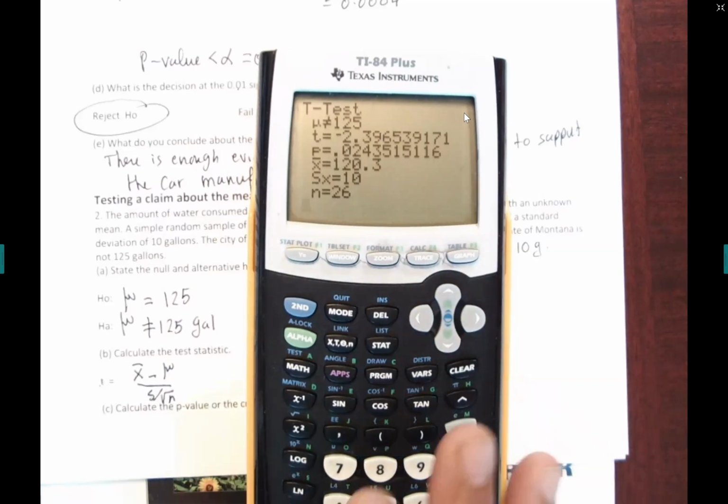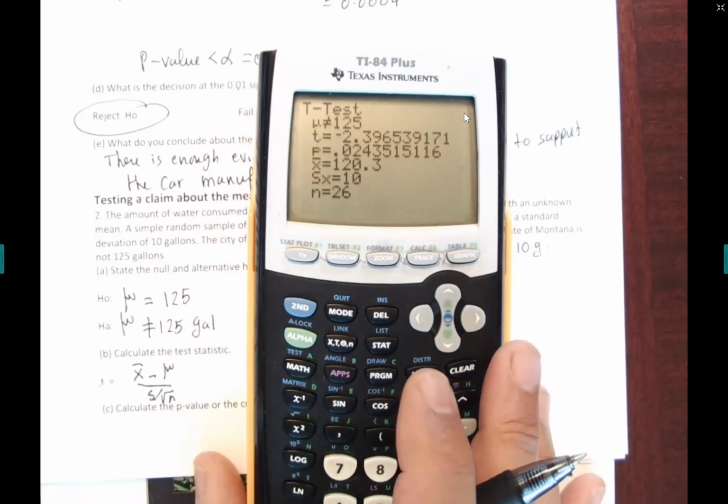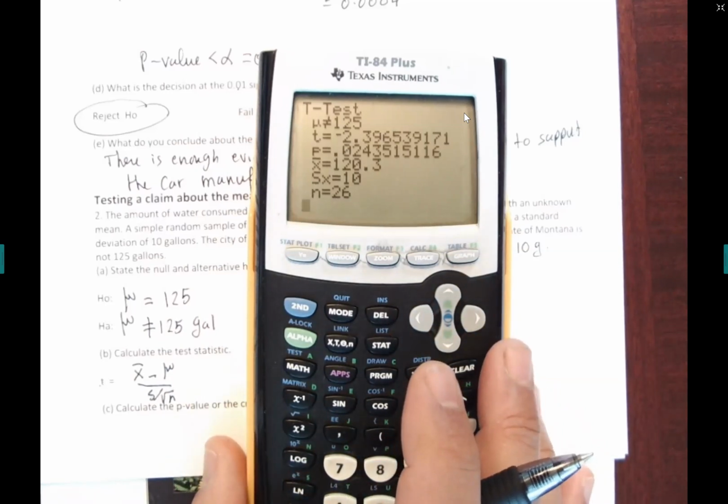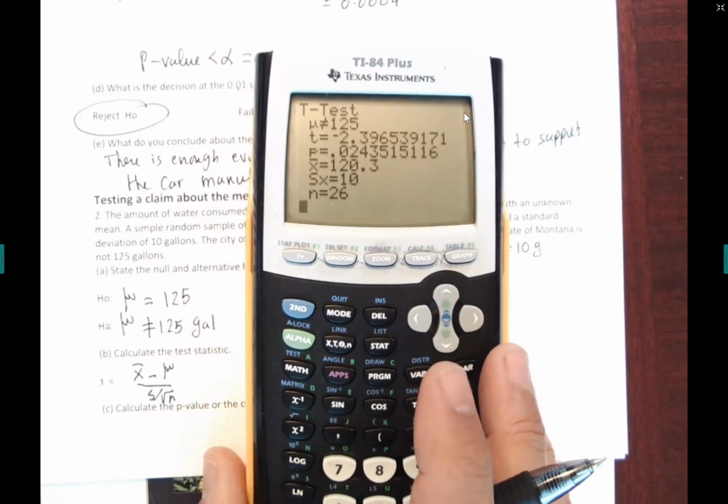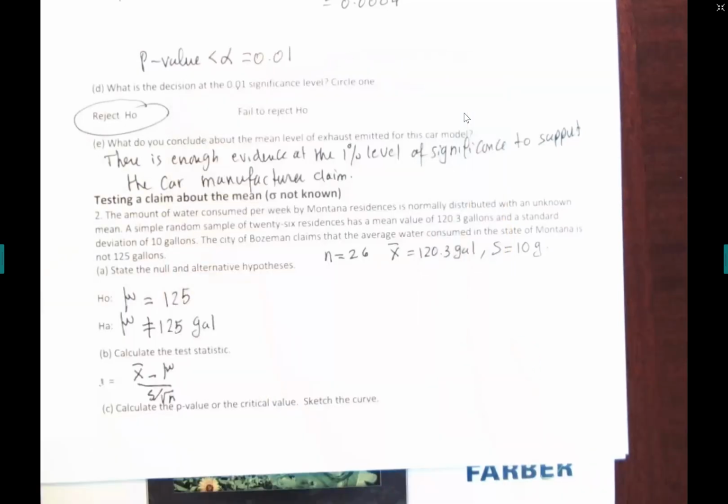There you go. You see, it says T. T equals negative 2.39. We need the 3 decimal places, so it will be negative 2.397. And look at the p-value, guys. I'm just going to copy and paste them.